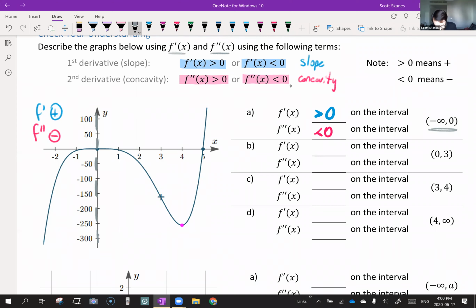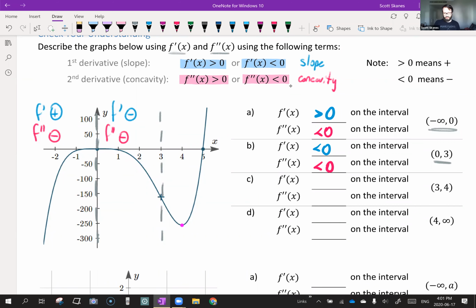Let's look at the next interval from 0 to 3. So we're talking about from 0 to 3. I'll look at this part of the curve here. Concavity is really easy. So it's definitely downward, negative. The second derivative here is negative. And I'm assuming, Mohammed, you were talking about less than 0 for the slope. So the first derivative is also negative, less than 0.